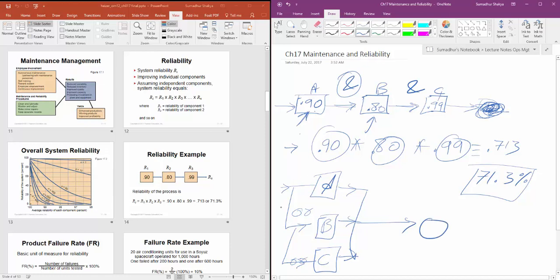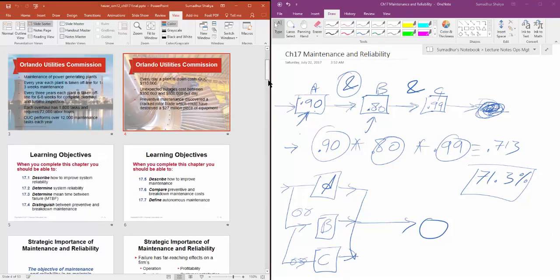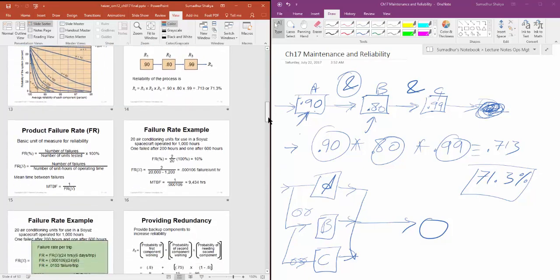So if either of these were to work, in those cases, you would be adding the probabilities. Now, how we will add, I'll show it to you in a minute. But the next thing we need to know about is the failure rate.